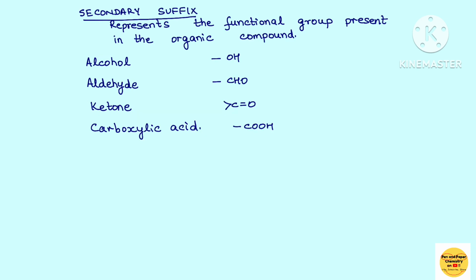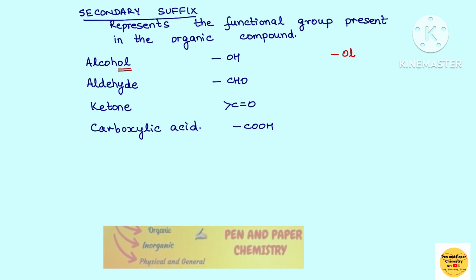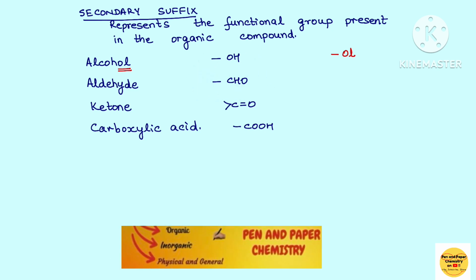So what will be the secondary suffix used for an alcohol? Now the clue lies in the name, alcohol, OH. That means as soon as you see the functional group OH in the compound, it's an alcohol, and the suffix that we are going to use would be "ol", OL. That is why I am underlining the clue over here. Similarly, for aldehyde, as soon as you see the CHO group, that means it's an aldehyde, "al", AL.